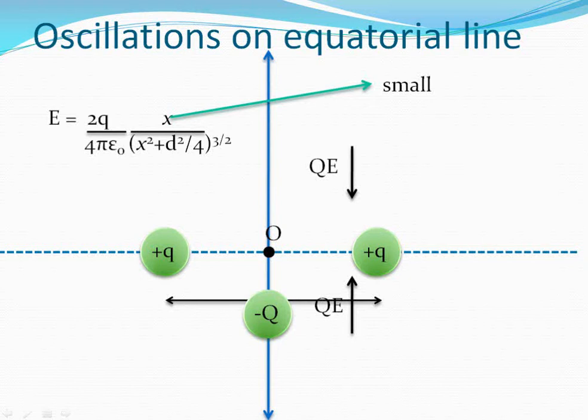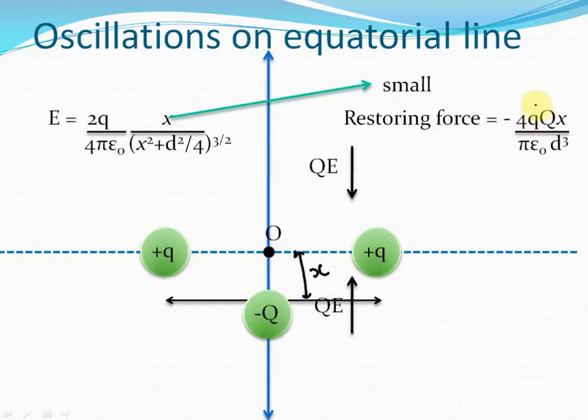This net restoring force, which is always trying to pull the charge back towards the origin, will have this magnitude, and this magnitude can simply be obtained by multiplying this electric field you see on your screen by capital Q. As you can see, this restoring force is proportional to x, where x is the distance of the minus Q charge from the origin at any instant. So since the restoring force is proportional to x, this is the case of simple harmonic motion.